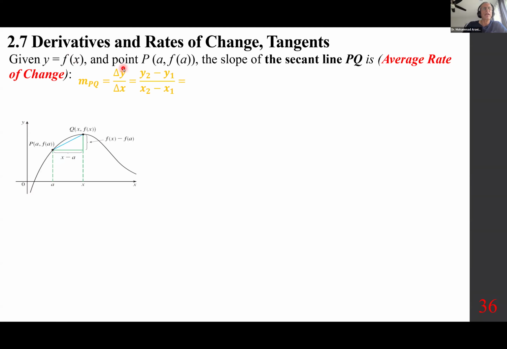Given y equals f of x and point P having coordinates a comma f of a, the slope of a secant line PQ. So pick another point, connect them. The blue line is called the secant line, the average rate of change, the good old slope. So m, the slope of PQ, is rise over run, delta y over delta x, or y sub 2 minus y sub 1 over x sub 2 minus x sub 1, as we have seen before.